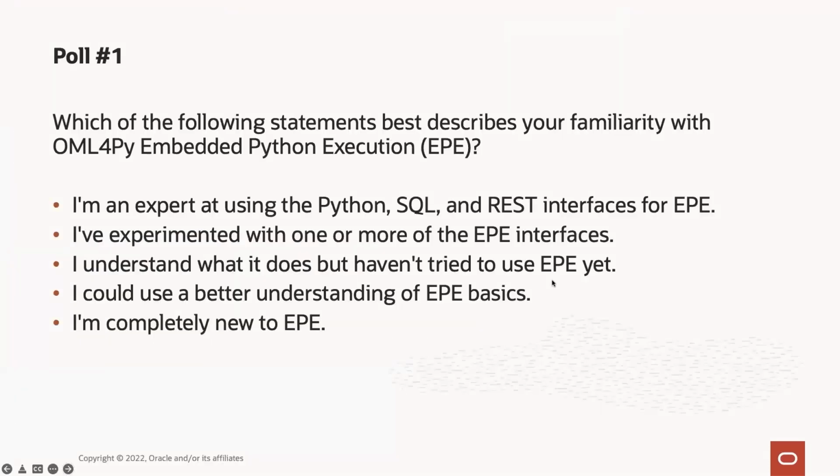Now, before we get started, I'd like to take a brief poll. The poll question number one is, which of the following statements best describes your familiarity with OML4Py Embedded Python Execution, or what we abbreviate to EPE? I'm an expert at using Python, SQL, and REST interfaces for EPE is the first option. Or I've experimented with one or more of the EPE interfaces. I understand what it does, but haven't tried to use EPE yet. I could use a better understanding of the EPE basics, or I'm completely new to embedded Python execution.